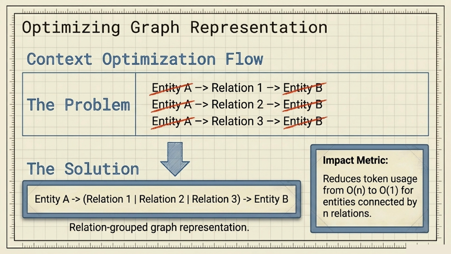Speaking of bloat, how do we optimize this? Let's talk about context optimization flow for graphs. The problem is that repeating entities for every single relation wastes space. The solution is a relation-grouped graph representation. Instead of listing entity A multiple times, we group the relations together. This simple fix reduces token usage from O(n) down to a constant O(1) for connected entities.